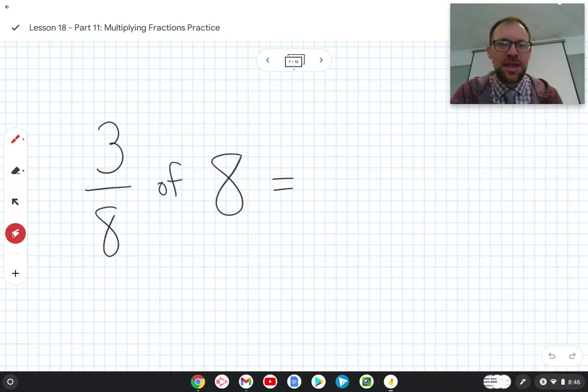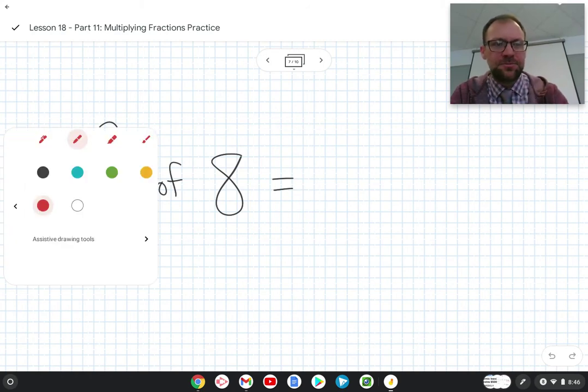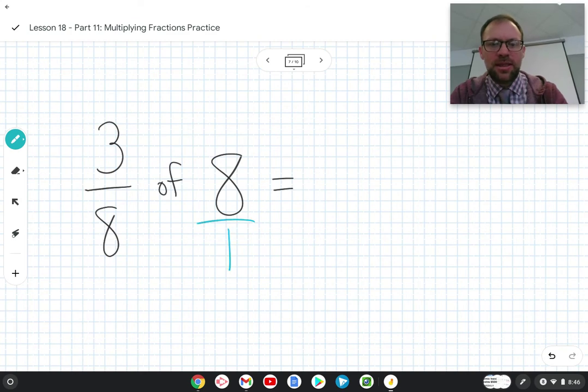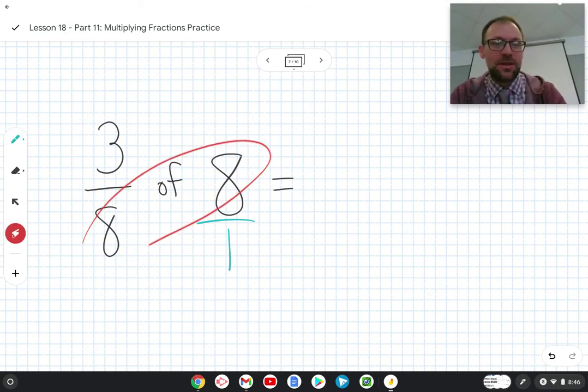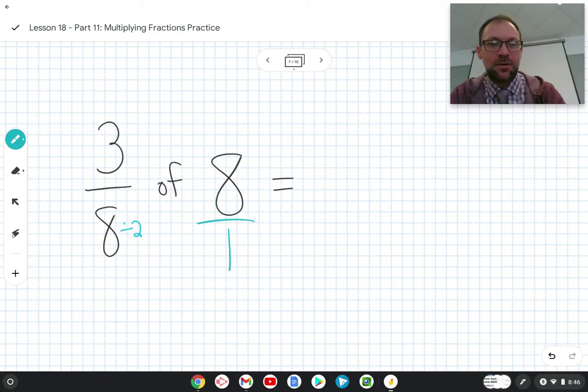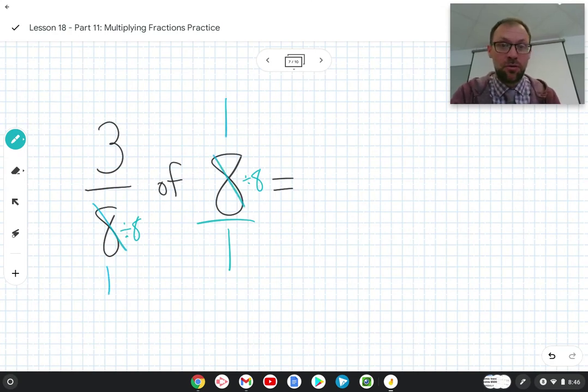Here we have 3/8 of 8, another fraction by a whole number. All right, let's get started. We'll write the 8 over 1. We check to see if we can simplify first. Can we simplify? Yes, we can. Look at that. Let's do it. 8 divided by 2. No, I was thinking of the last problem. 8 divided by 8 and 8 divided by 8. Those both divide to get 1. And so now we have 3 over 1.